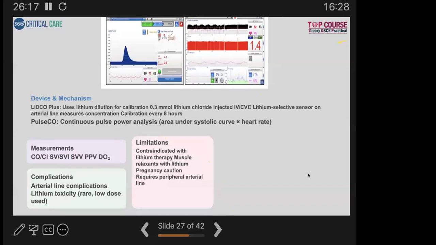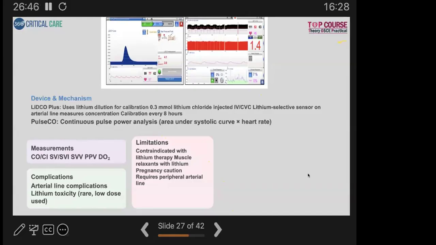And followed by that, it continuously monitors the cardiac output by using pulse power analysis. Same concept, because whenever a device is using a pulse wave, or pulse contour, or pulse power analysis, you should make sure that the device is calibrated every 8 hours. Because with hemodynamic instability, the arterial pressure waveform can change because of various reasons. So you need to have a baseline reference value. Using the patient conversion factor, you can have an appropriate cardiac output value. That is the main goal of calibration.